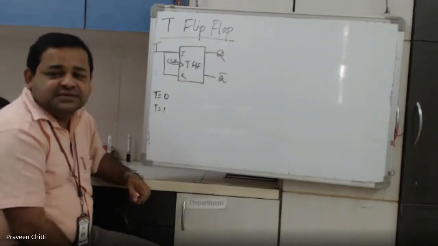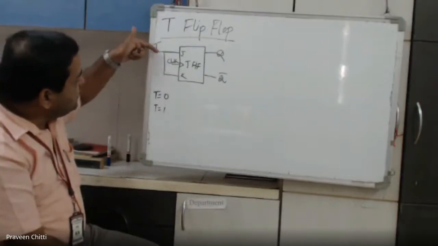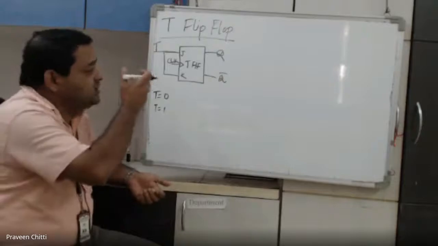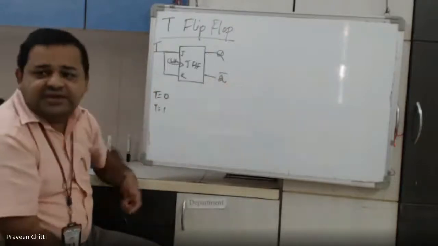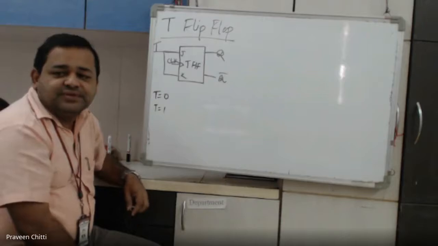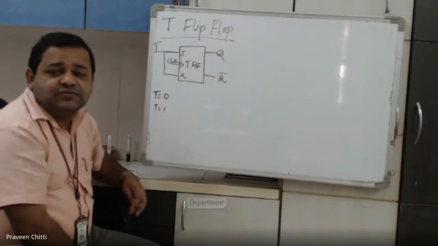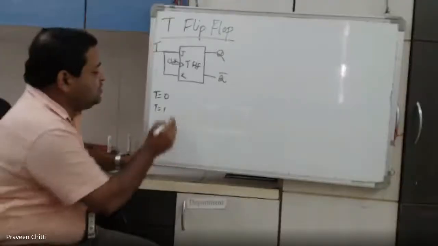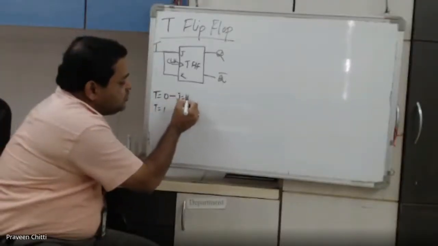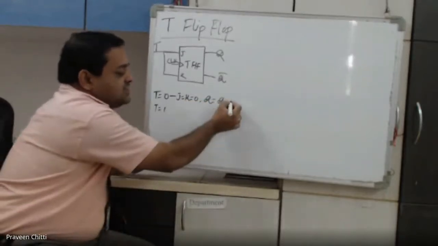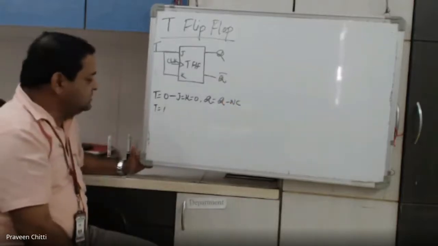See here, I am giving T equal to 0. The moment you make T 0, what will be the value of J and K? 0, 0. J and K become 0, 0. And we know that when J is 0, K is 0, JK flip-flop remains in the previous state, or no change state. So when T equal to 0, it implies J equal to K equal to 0 and Q remains Q, and that state is called the no change state.